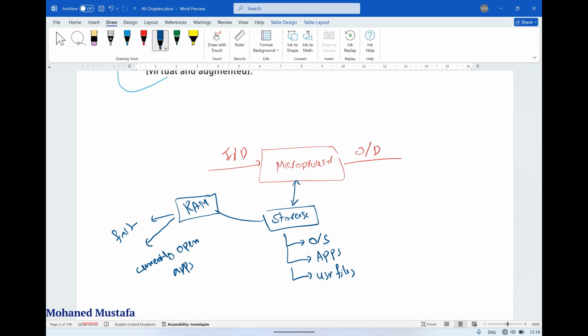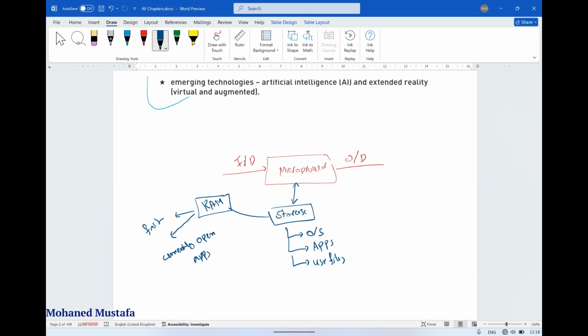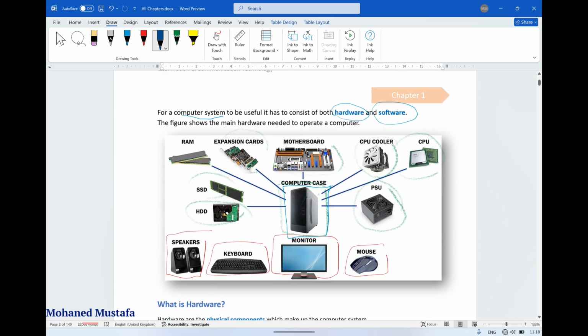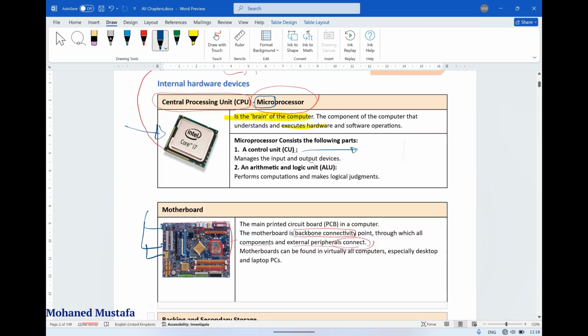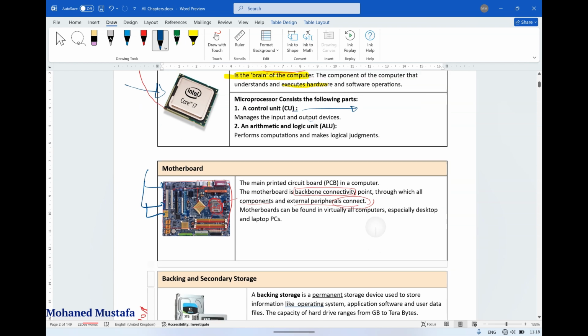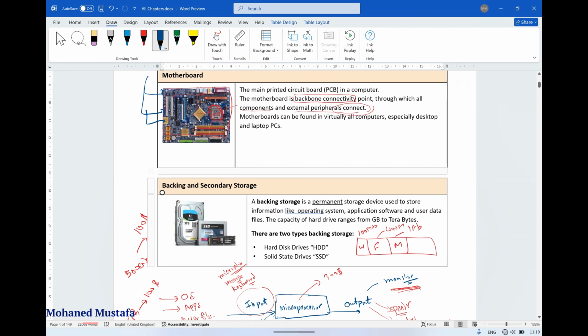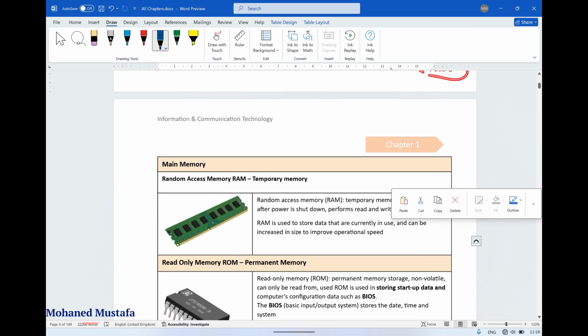How are all these connected together? Through the motherboard. All of these are connected together through the main printed board, which we call the motherboard, which facilitates the connection between all of them. Are we good? So this is what we call the hardware, and let's go through them. We finished the CPU and the motherboard. We also know what we mean by backup and secondary storage devices. Later we'll discuss what we mean by hard and solid. Next, what do we have?